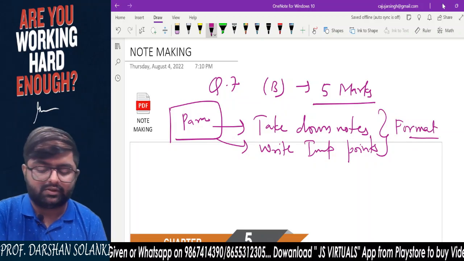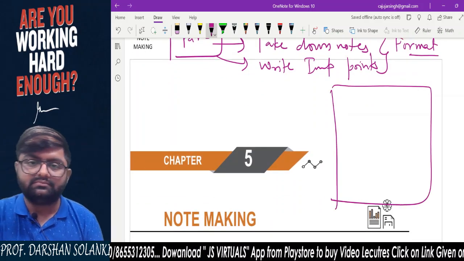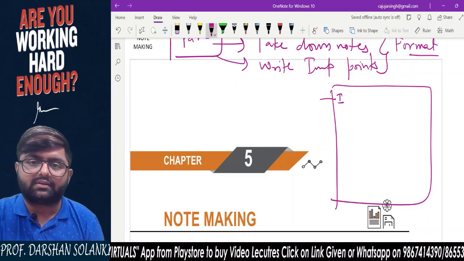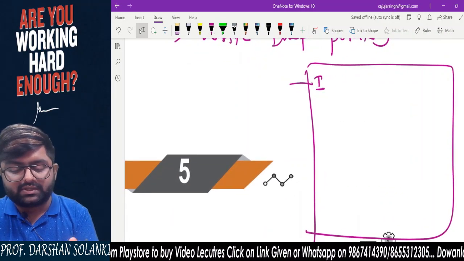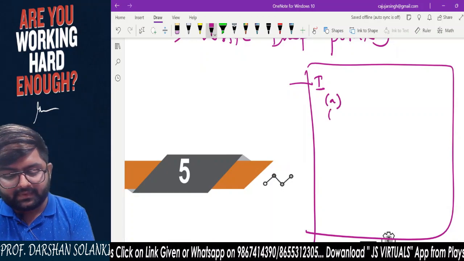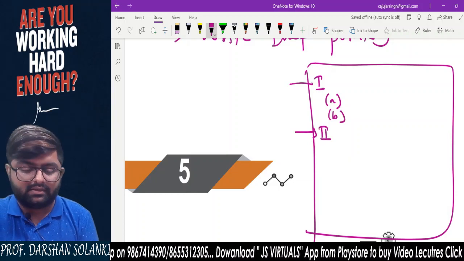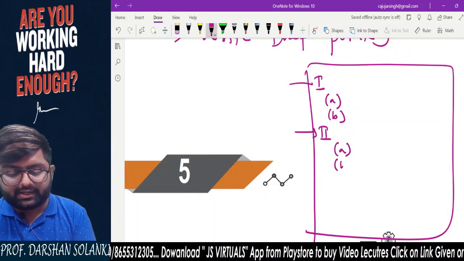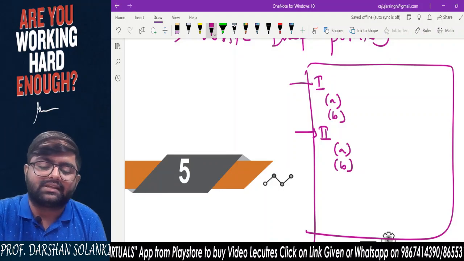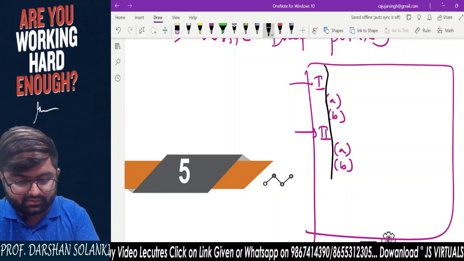Very simple. Suppose this is your page, and you wrote your first header, Roman number 1. Now, you will write some subpoints, A, then subpoint B. Again, if you have another header, you will write subpoint A, subpoint B. So the most important thing in your note making is the format, and specifically the indentation.